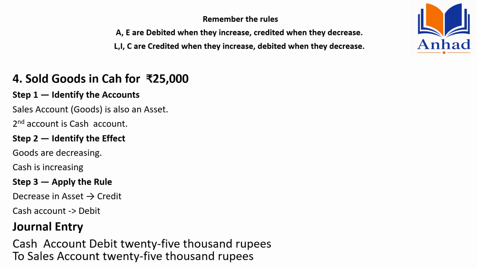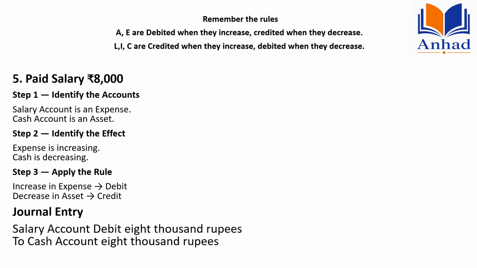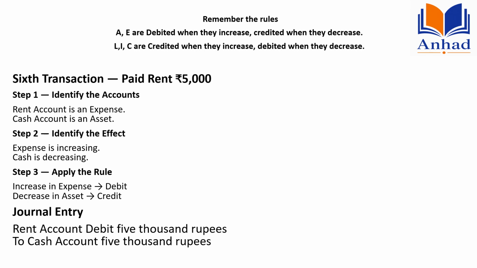Transaction 6. Paid rent of 5,000 rupees. Step 1. Identify the accounts. Rent account is an expense. Cash account is an asset. Step 2. Determine the effect. Rent expense is increasing. Cash is decreasing.